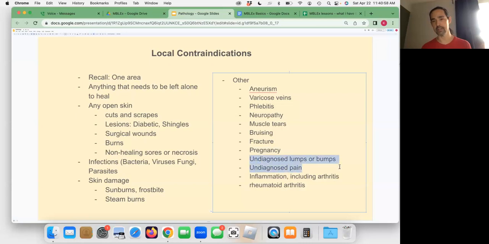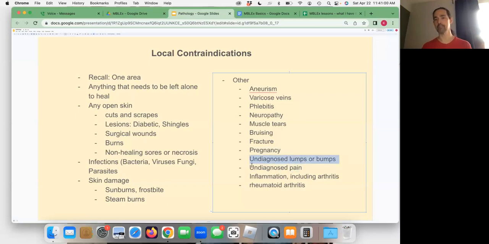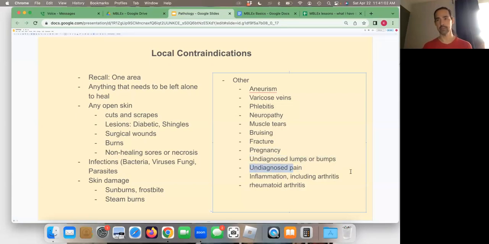Okay, so undiagnosed lumps or bumps, definitely want to have someone check those out. Definitely don't touch. Undiagnosed pain, that's really a gray area for us. The more experience you get, the clearer it's going to be to you. You will get plenty of people who are going to come in with pain that they haven't seen a doctor for. But some types of pain are more indicative of an underlying problem or an organ problem or a systemic problem than others.